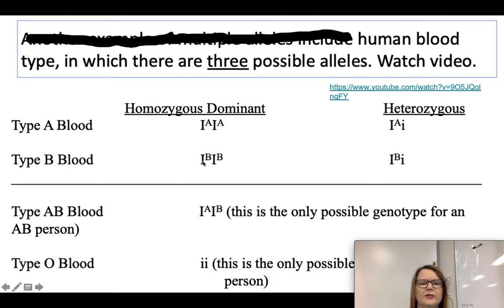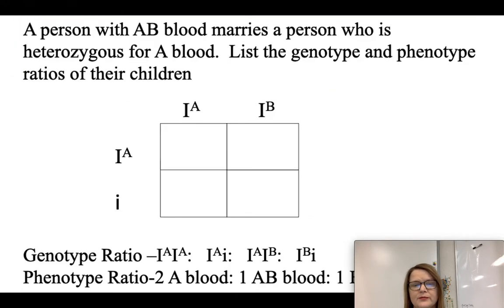Type B blood can either be homozygous dominant, IB IB, or heterozygous, IB little i. An AB blood person would have the genotype IAIB. That's the only possible genotype for AB blood because they have to have one of the dominant A's and one of the dominant B's. Type O blood has to be little i, little i. That's the only genotype possible for that because it has to have the recessive genotype in order to express that phenotype.